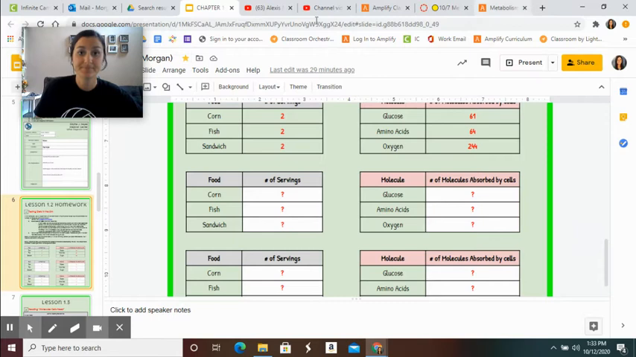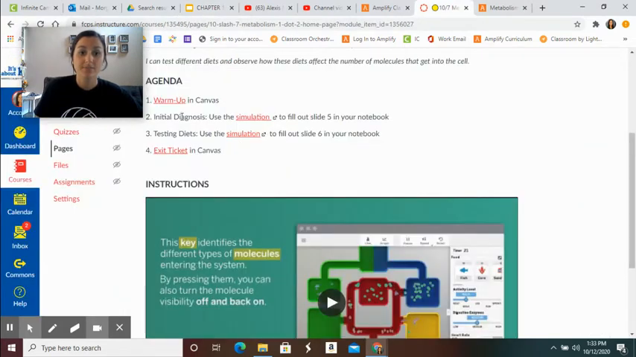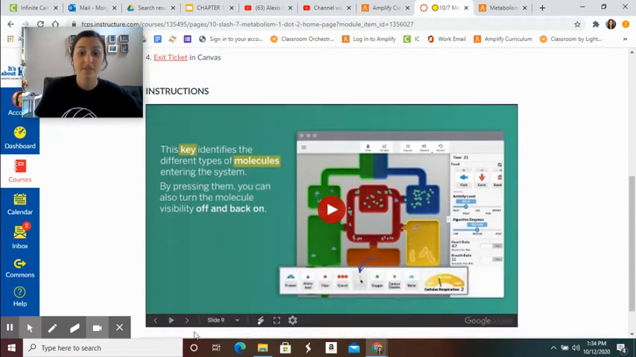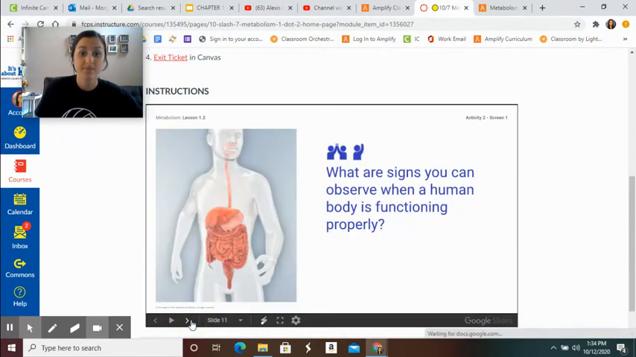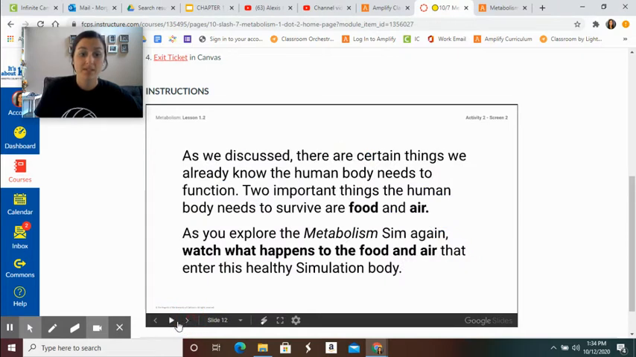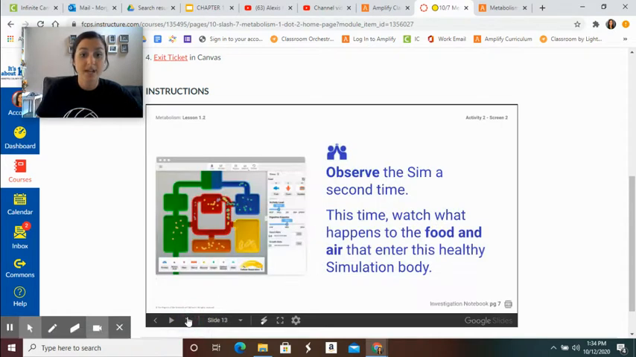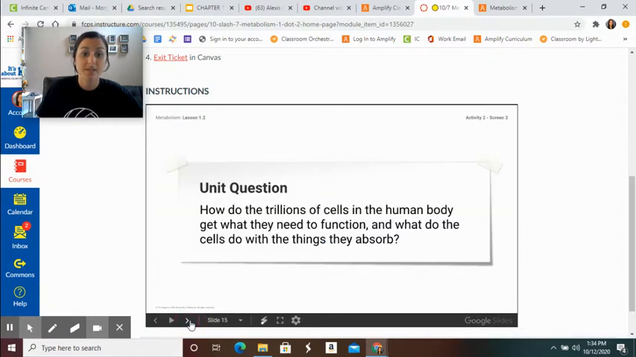Okay. Going back to our agenda, we did both of these. So you should have slide 5 and 6 done in your notebook. And then there's a warm up and an exit ticket in Canvas. There's plenty more information in these slides, and we had discussions during class, but the idea is that as humans, we need food and air to function. We kind of had a discussion on what a healthy body needs to be healthy and functioning, and so food and air were kind of the main focuses of today, and so we kind of took some time to observe.